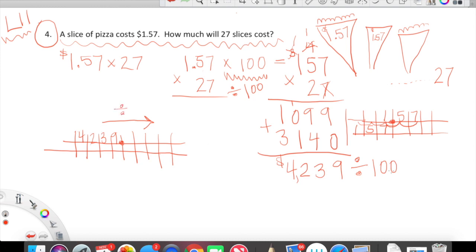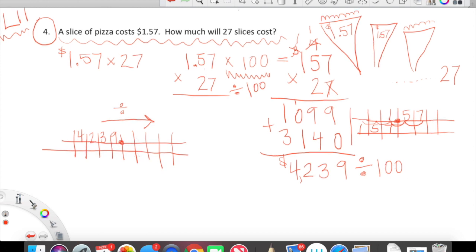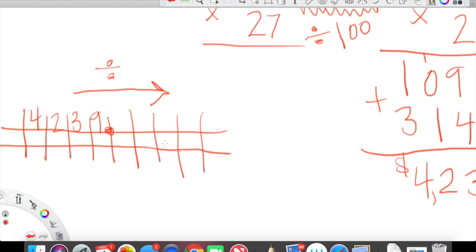They're going to shift 2 columns each to the right because there are 2 zeros in 100, and let's see what that looks like. 4,239 divided by 100. Here we go. 1, 2, drop it. 1, 2 means I'm shifting 2 columns to the right because we're dividing by 100. We have 1, 2, drop it. We have 1, 2, drop it. Don't forget to drop the decimal points.